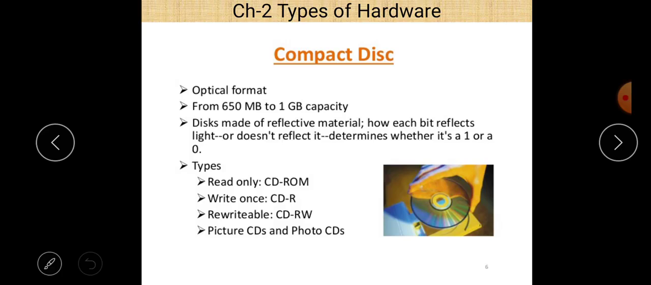Compact discs are optical discs first of all, and the full form of CD is compact disc. They are found in many different forms. First of all, CD-ROM, from which you can only read data. CD-write, that is CDR, in which you can write data only once. Rewritable, that is CDRW, and picture CD and photos are simply called CDs. Data is stored in it in the form of 0s and 1s, and the size varies from 650 MB to 1 GB.